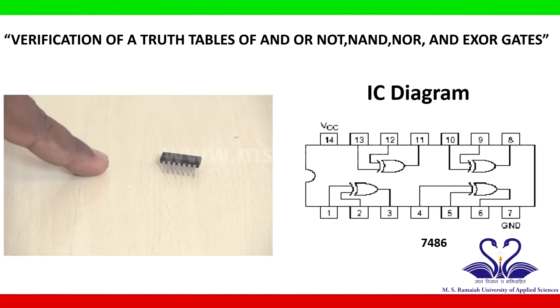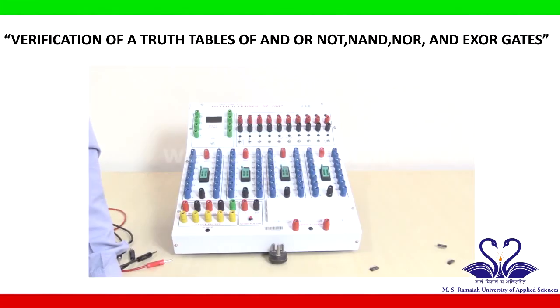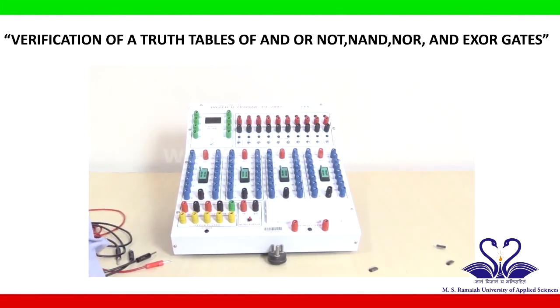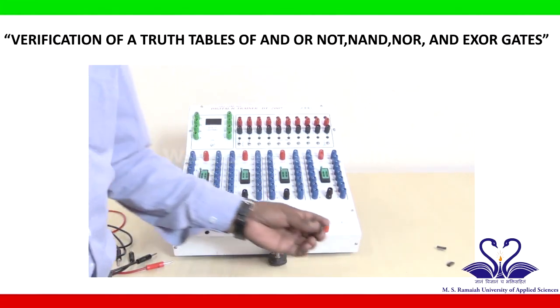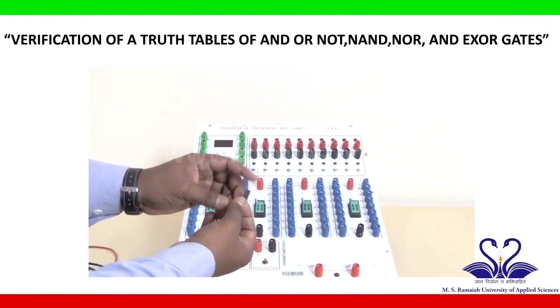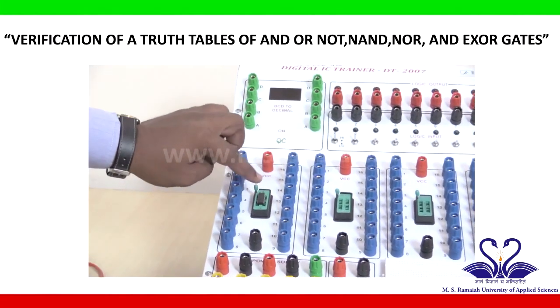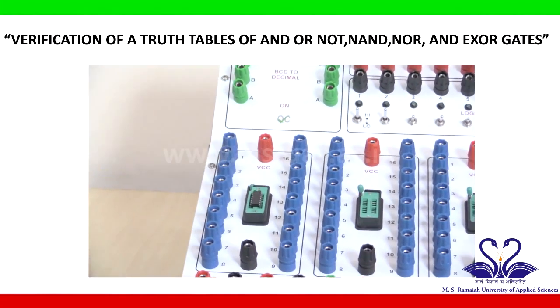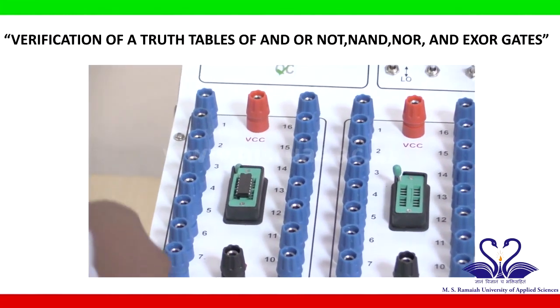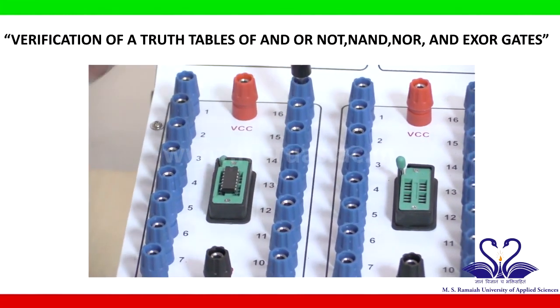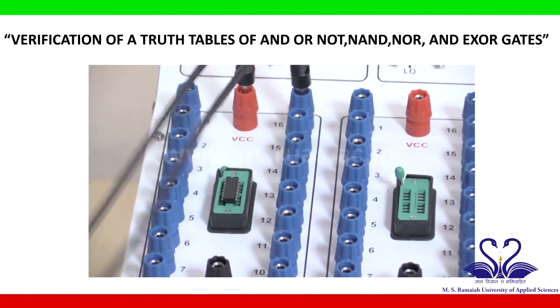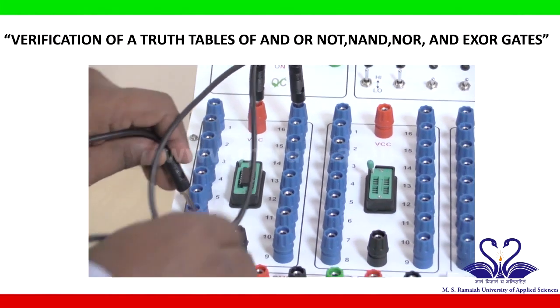This is IC number 7486, which is an XOR gate. Based on the IC diagram, we will do the circuit connection. Let us verify the truth table of an XOR gate. XOR gate IC number is 7486. So this is the 7486 IC. I will mount it on the IC trainer kit such that pin number 1 should go to the first slot. Based on the IC diagram, pin number 14 is connected to VCC. Pin number 7 is connected to ground.